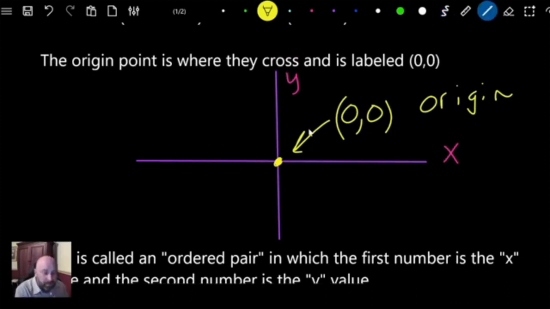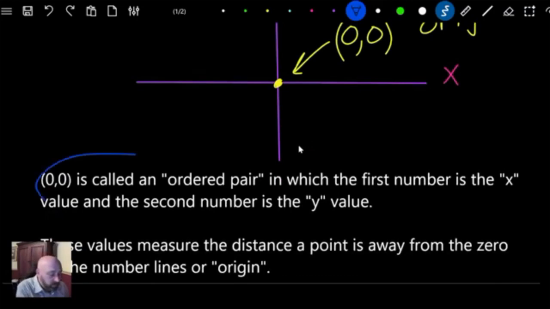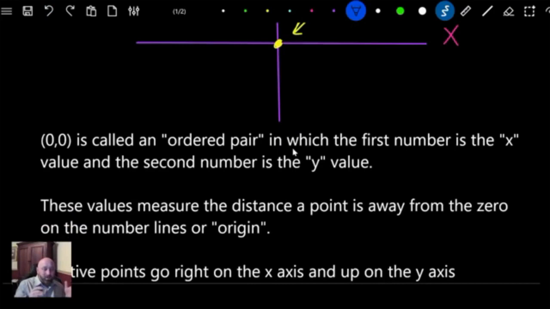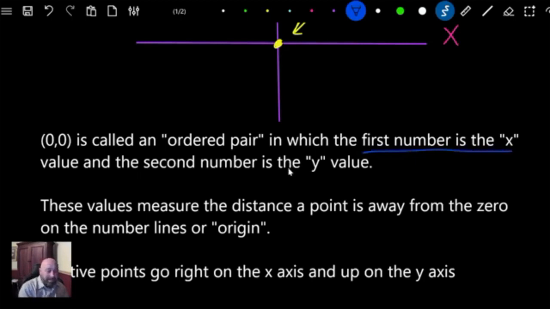Now, when we look at that, this maybe is just a little bit different for you. You've never seen this before. So what is that? If you go down here, this is called ordered pairs. So what's an ordered pair? An ordered pair is an x and a y, what we call a coordinate. A coordinate is like a point, like on a map. So the x and the y coordinate. Now, check this out. It says the first number is the x and the second number is the y.